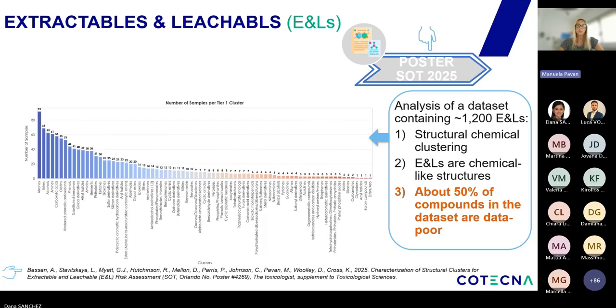The objective of this work was to explore how these compounds are distributed within the conventional extractable and leachable chemical space and to cluster them based on structural characteristics. One of the key findings was that approximately 50% of the compounds are data poor, meaning that they lack sufficient toxicological information to derive a direct risk assessment. However, the clustering process can help, for example, in identifying suitable analogs to support a rigorous approach for these data poor substances. And I will focus on this in the next few slides.